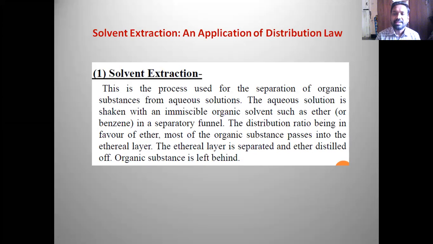Well, hello, dear students. So, this would be our concluding class, the last class of the chapter Solutions. In fact, we have been learning a lot of things in this chapter, and today we are going to see an application of distribution law, which has a lot of practical value. In organic chemistry synthesis or even the isolation of natural products from different sources, we use a protocol which is called solvent extraction.